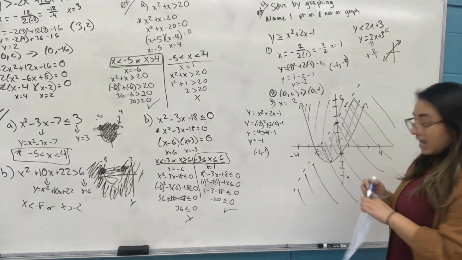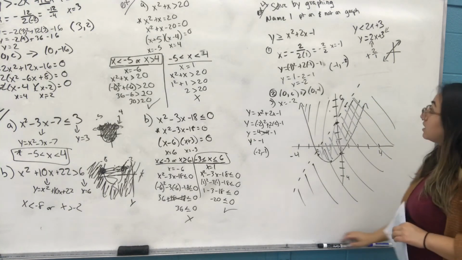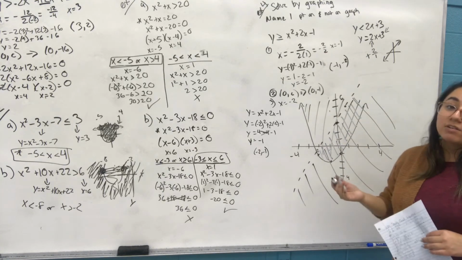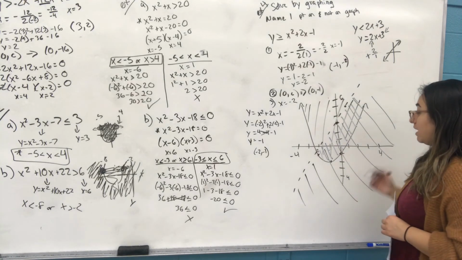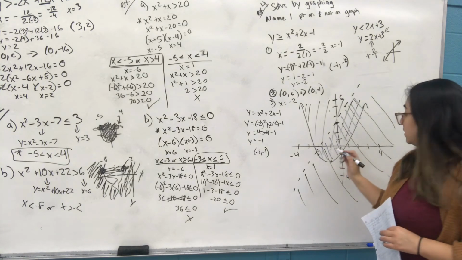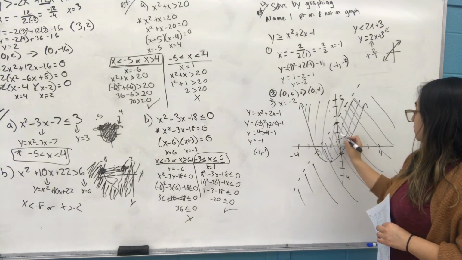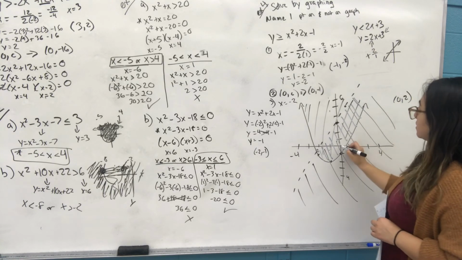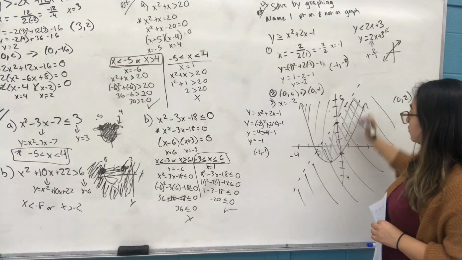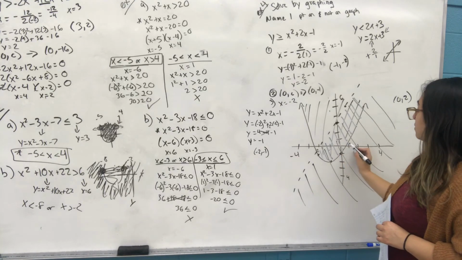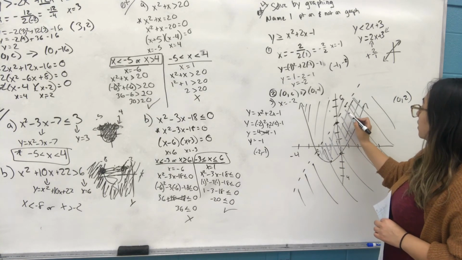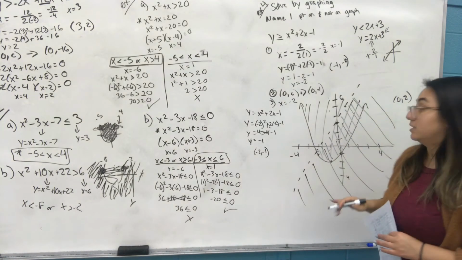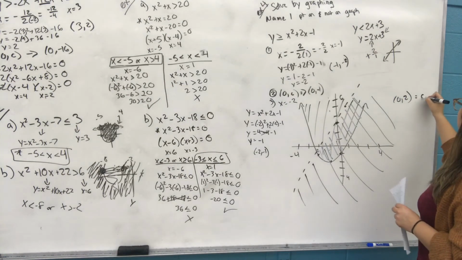So now the last part of the equation is you have to name one point on that graph and one point that's not on that graph. So one point that is in the solution is 0, 2. So 0, 2 is in the solution. We have -1, 0. We have 1, 4. You have a lot of different solutions that you can use. So this is on it.